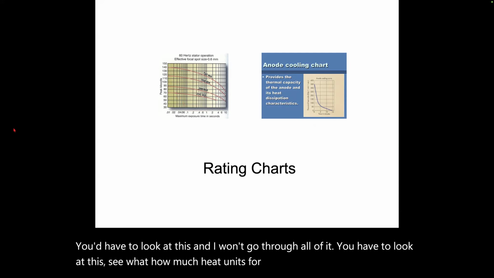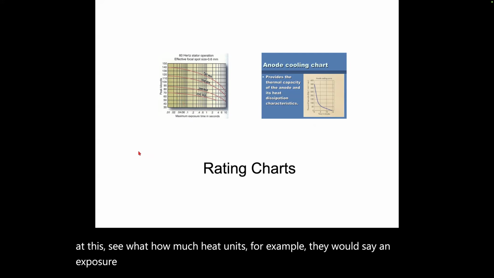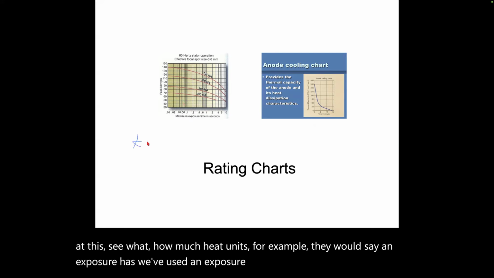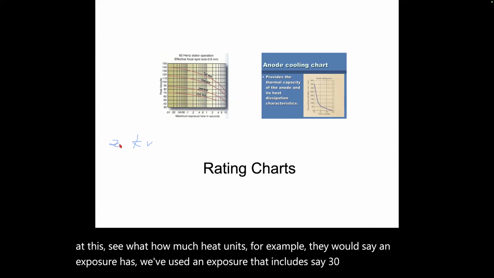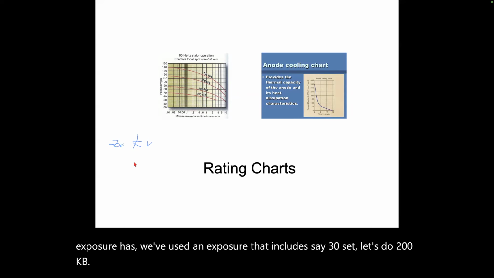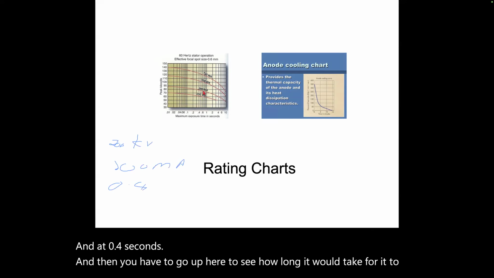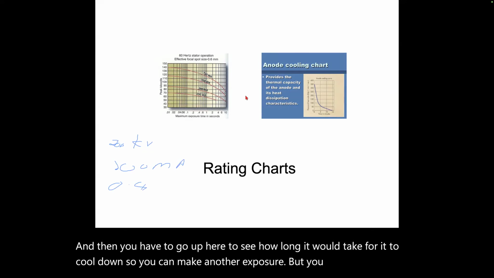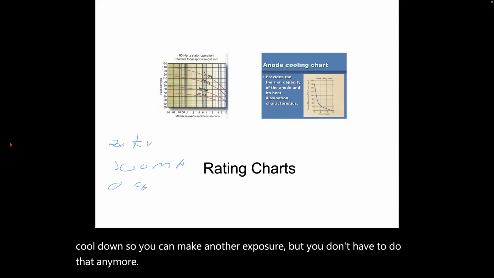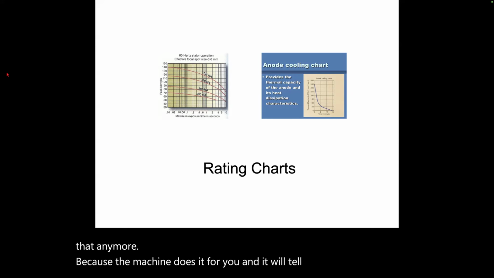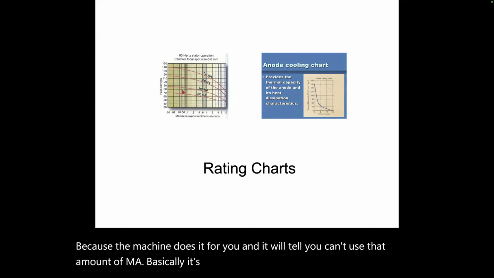So for example, they would say we've used an exposure that includes, say, 200 kV at 200 mA and at 0.4 seconds. And then you'd have to go up here to see how long it would take for it to cool down so you can make another exposure. Well, you don't have to do that anymore because the machine does it for you. And it will tell you you can't use that amount of mA. Basically, it's using some kind of chart on the inside to limit damage to the tube.